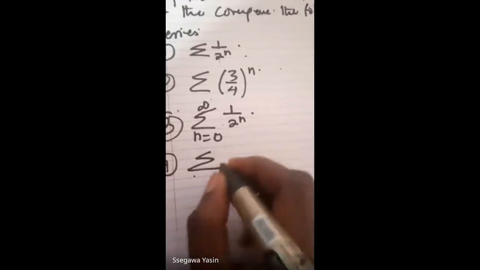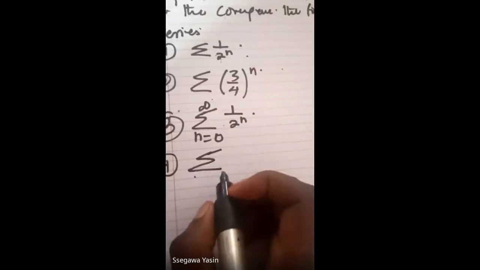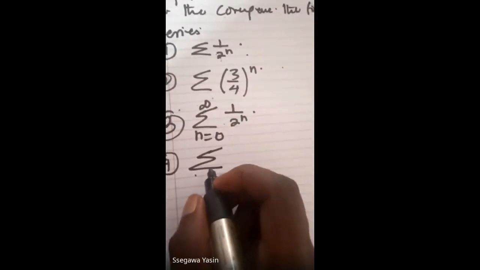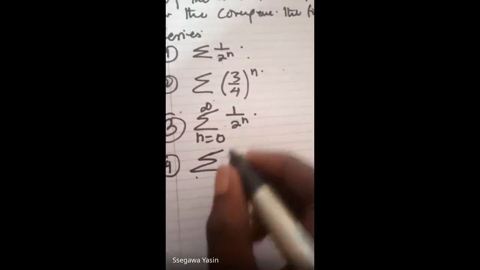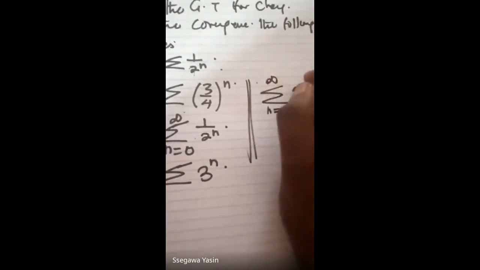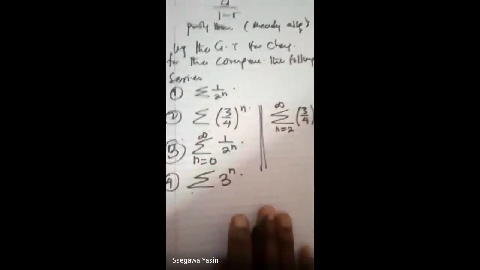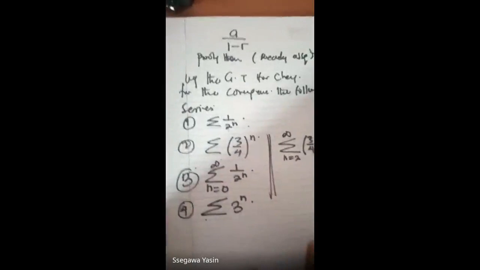Number 4: sum of 3 to n. Another one I may tell you to think about: sum from n equals 2 to infinity of 3 over 4 to n. So these are the questions we are going to try, and then we see what happens.